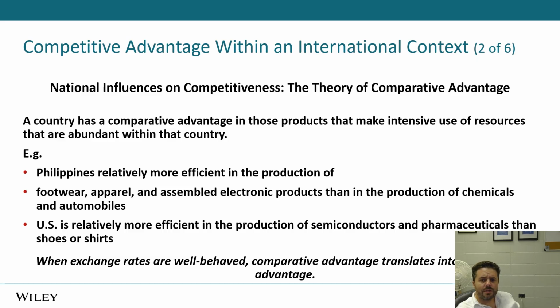We've got some examples here. The Philippines is relatively more efficient in the production of footwear, apparel, and assembled electronic products, but less efficient in chemicals and automobiles. The US is more efficient in the production of semiconductors and pharmaceuticals than shoes and shirts.